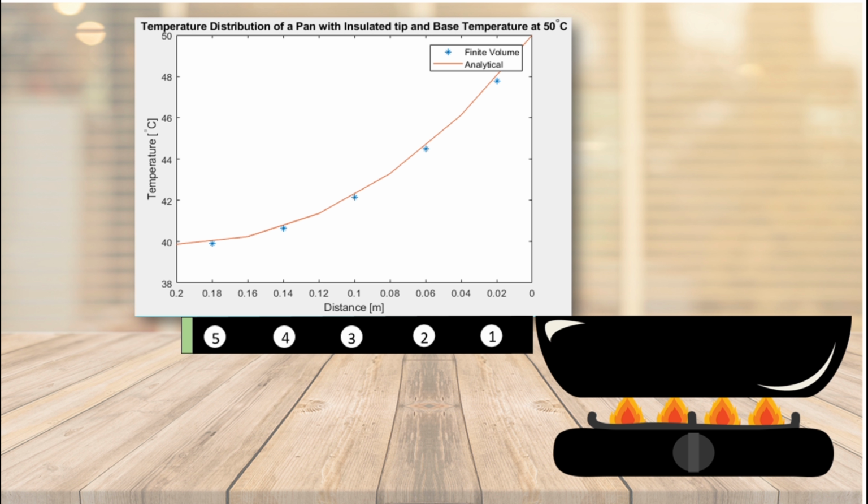As you can tell, it matches pretty well with the analytical solution. The base temperature starts at 50 degrees Celsius and drops down to about 40 degrees Celsius at the tip, which is just a little bit above body temperature, so it is safe for us to hold it. At the same time, this also concludes our video for today.